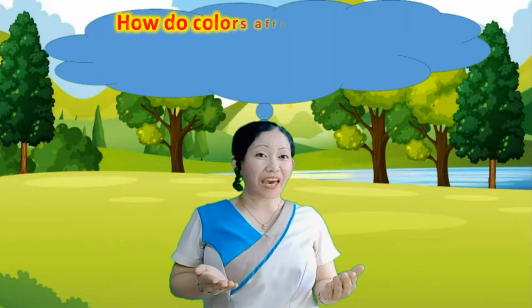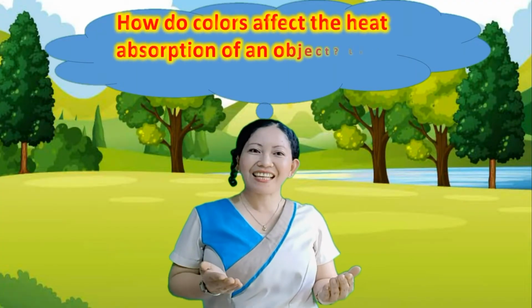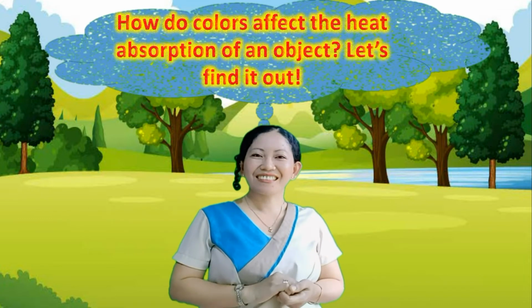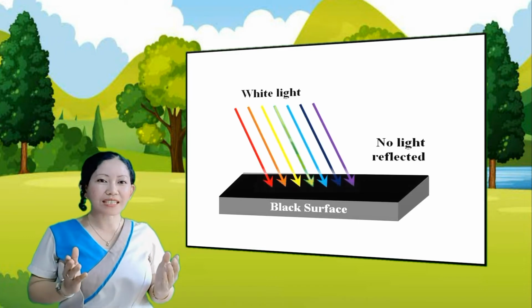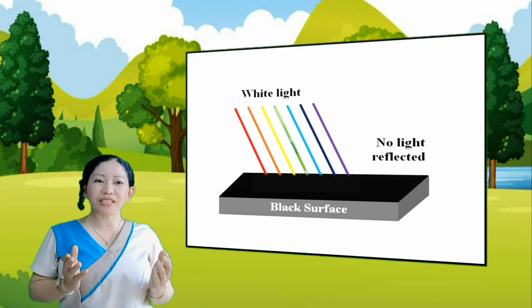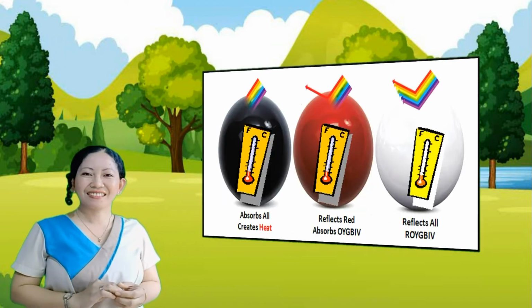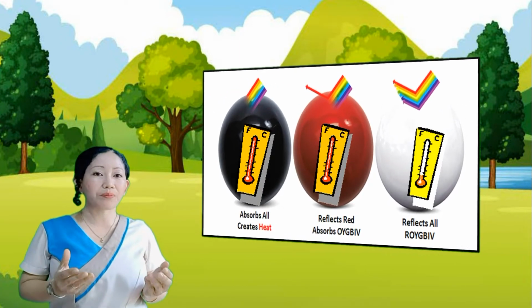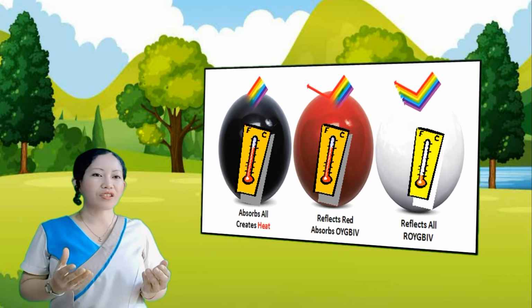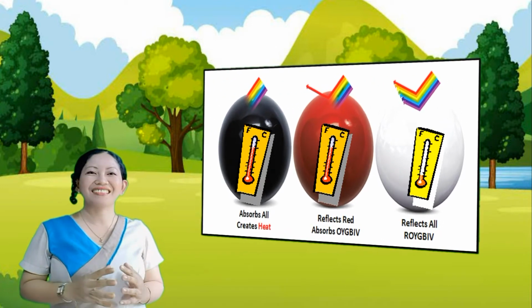How do colors affect the heat absorption of an object? Let's find it out. Alright, the amount of heat an object absorbs depends on its color. A simple way to measure how much heat a colored material produces is to measure the changes in its temperature.